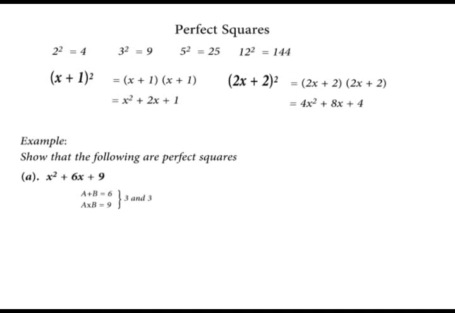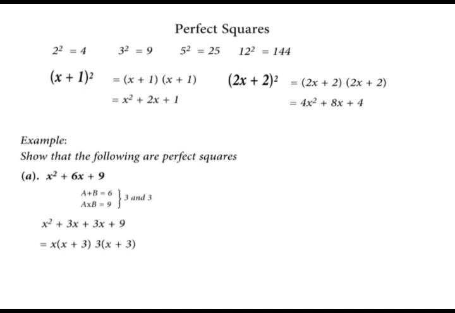We rewrite the expression x squared plus 3x plus 3x plus 9. Factorize x into x plus 3, then 3 into x plus 3, and we shall have x plus 3 times x plus 3, which is also equal to x plus 3 squared, and so the expression is a perfect square.